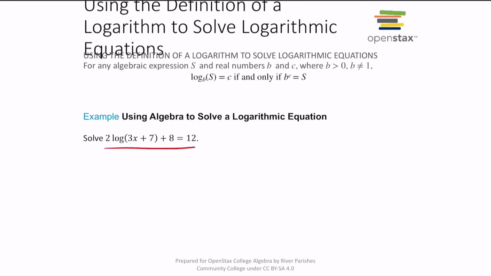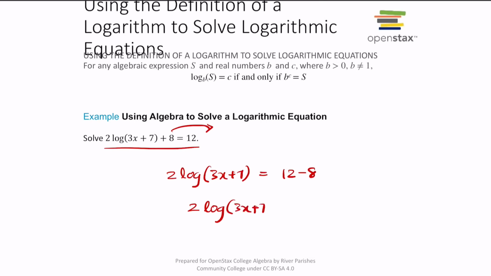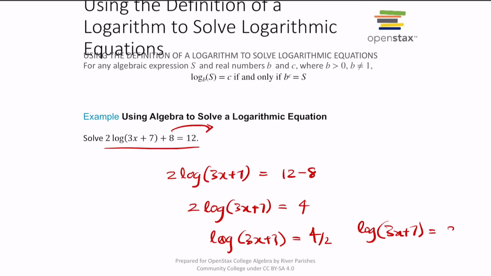Next, let's try and solve logarithmic equations by using the definition. What is given here? We have 2 log(3x + 7) + 8 = 12. 8 can be pushed to the other side, it becomes 12 minus 8. So 2 log(3x + 7) equals 12 minus 8, which is 4. Now push 2 to the other side, so log(3x + 7) equals 4 by 2. So log(3x + 7) equals 2.